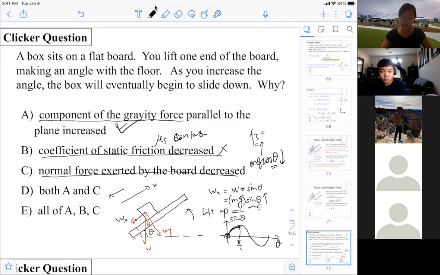The maximum static friction is the coefficient times the normal force. So if the normal force is decreasing, the maximum amount of static friction you can provide decreases. That's another reason it slides down. Okay, very good.